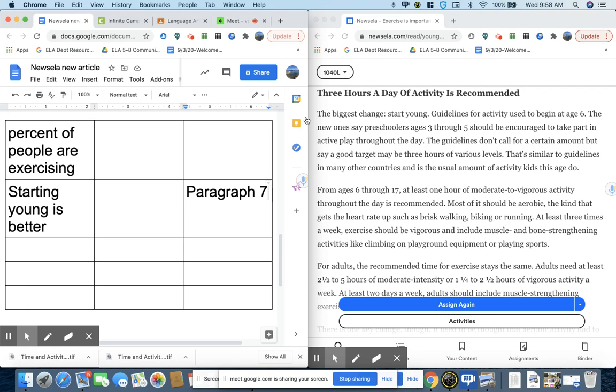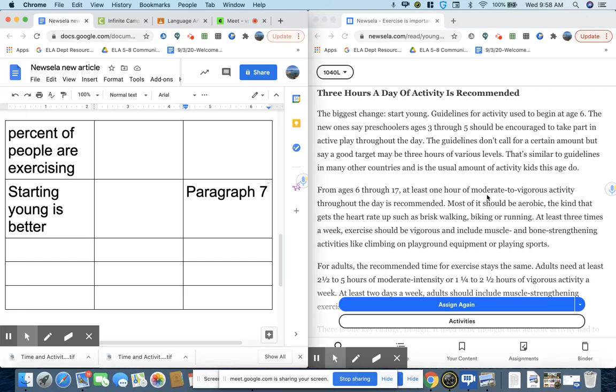All right, so let's go back. It says most of it should be aerobic, the kind that gets the heart rate up, such as brisk walking, biking, or running. At least 3 times a week, exercise should be vigorous and include muscle and bone strengthening activities like climbing and playing on equipment or playing sports. So these activities they're talking about would be anaerobic, right? So like muscle strength stuff.